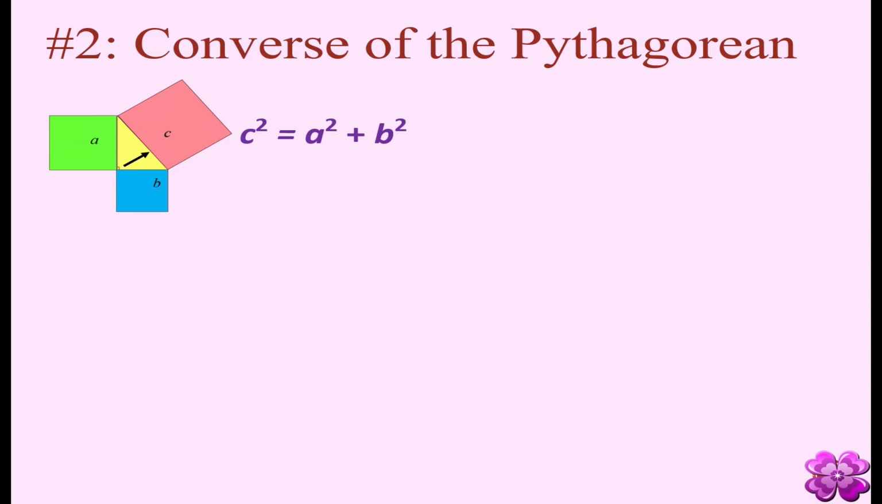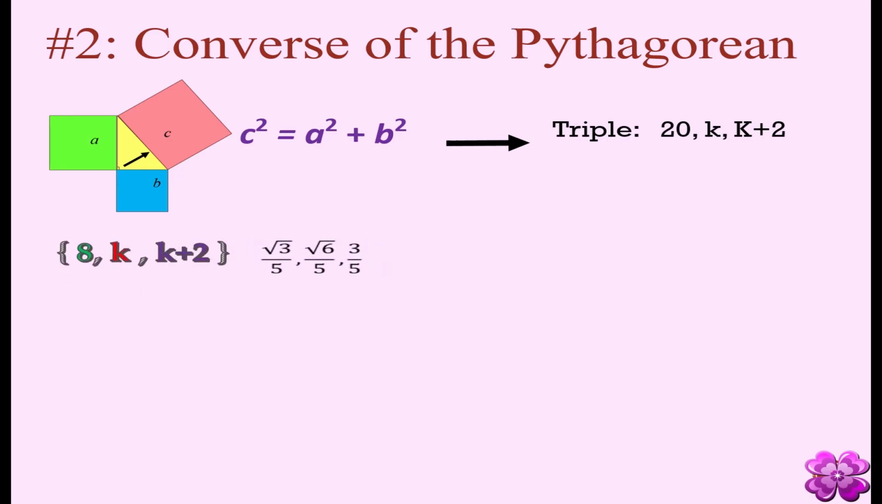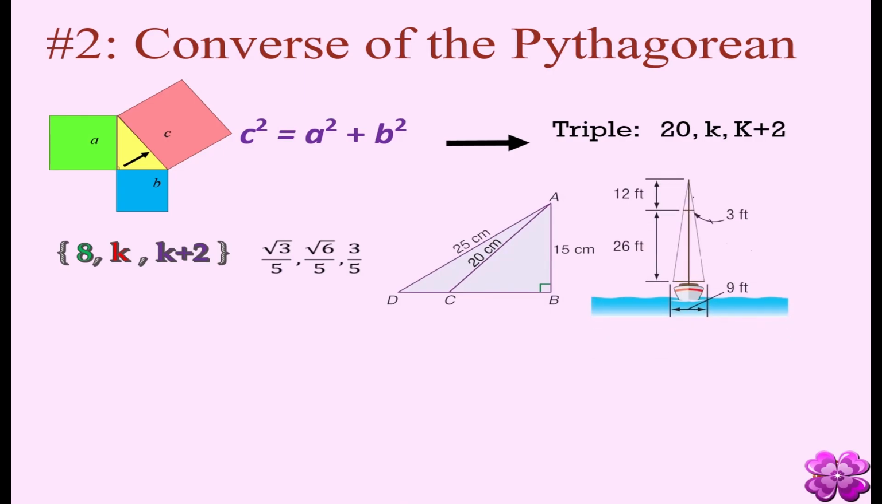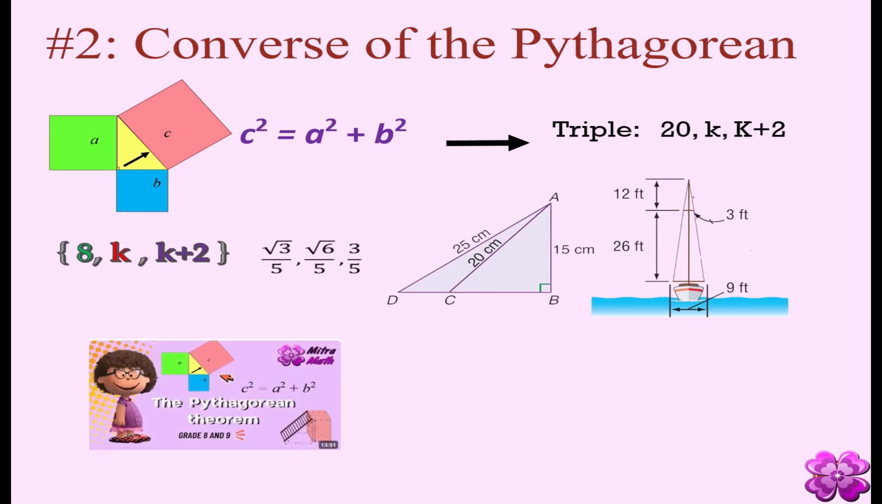Today we learn the converse of the Pythagorean theorem, which is called Pythagorean Triple. We look at some examples like this, and also we check how it works with geometric shapes and also in word problems. If you need basic review on Pythagorean theorem itself, I recommend watching my previous video for more detail.